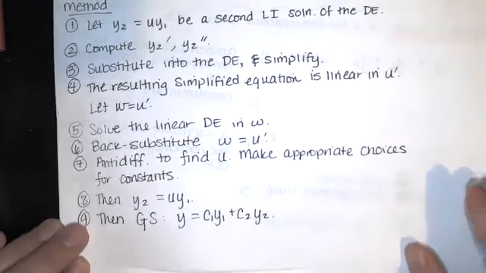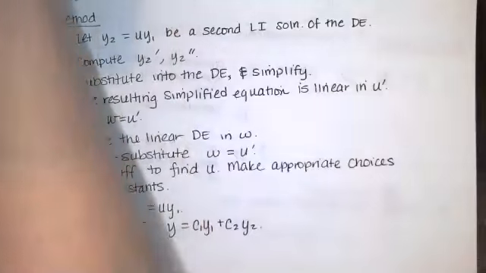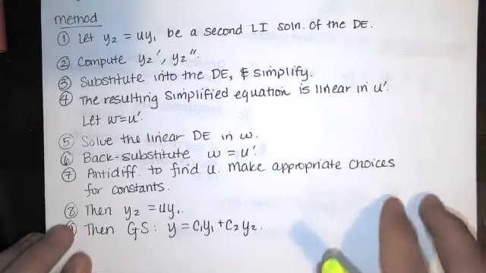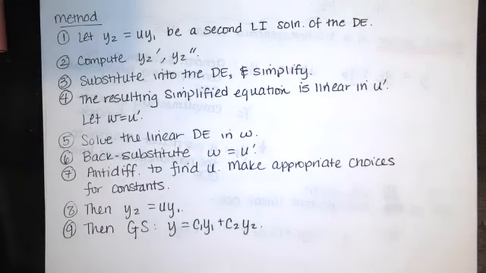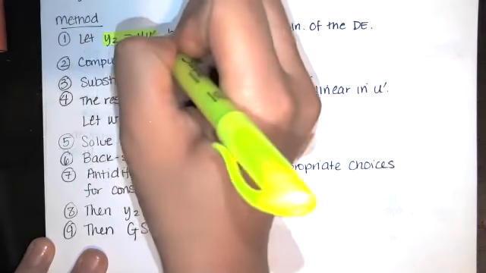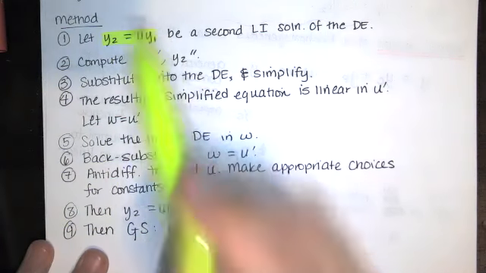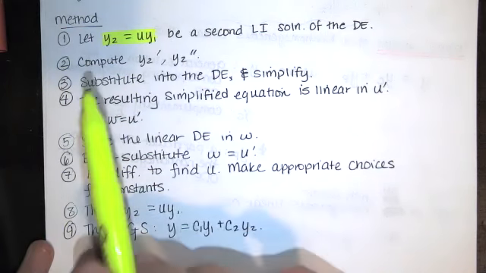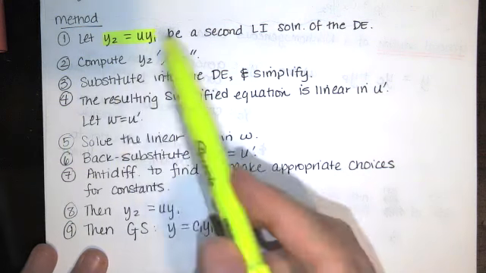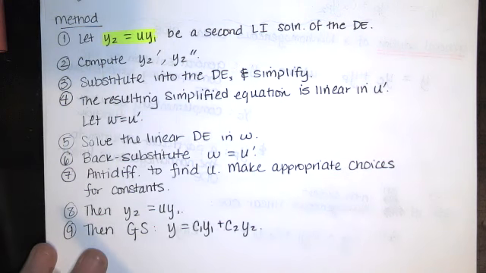Now I know that that looks like a lot, but if you just think about what it is you're doing and why, I think it makes sense. Everything flows from this initial assumption. We're assuming that Y2 is a second solution to the differential equation and it's U times Y1 where U is not a constant. U can't be a constant because these functions have to be linearly independent from each other.